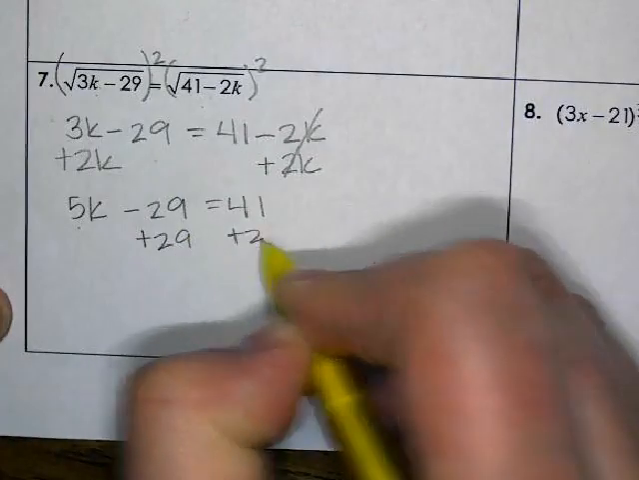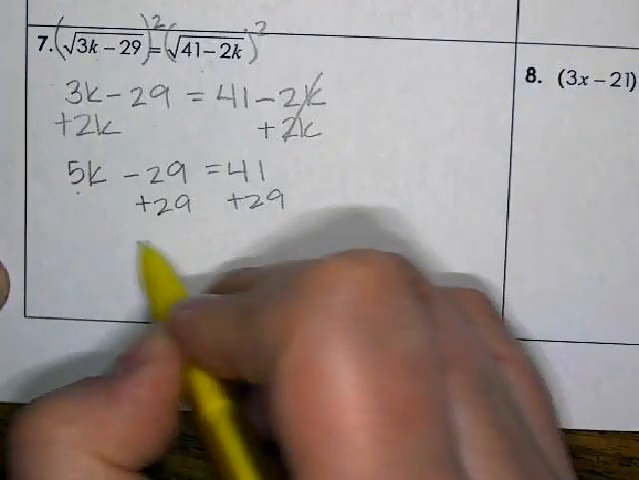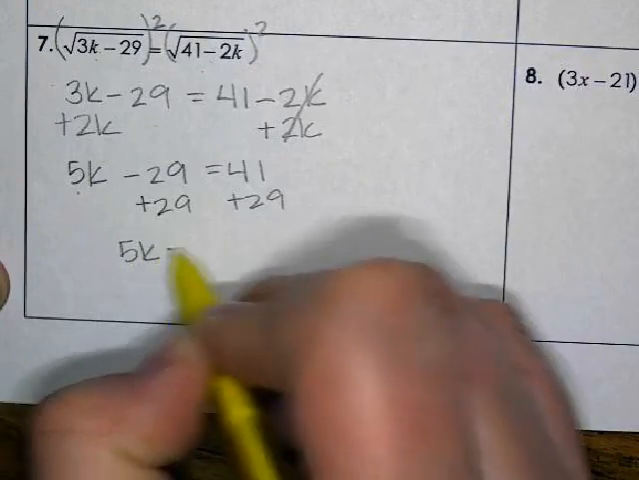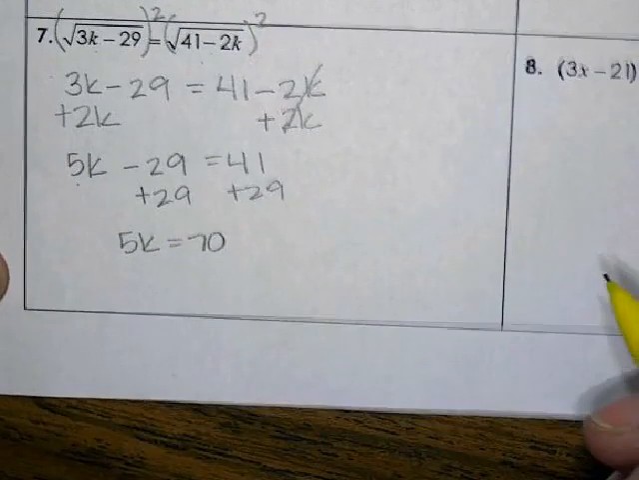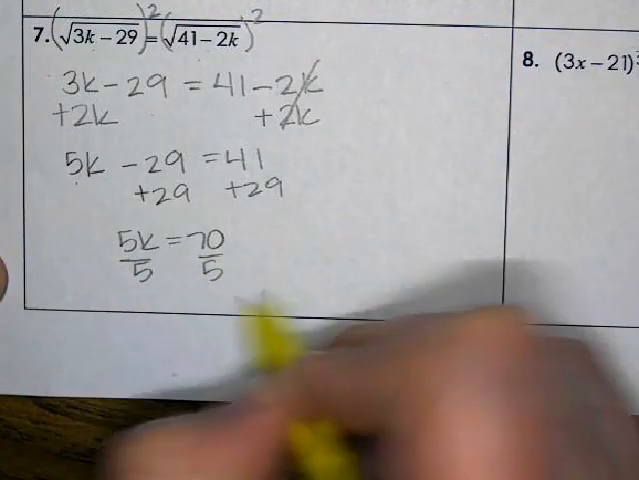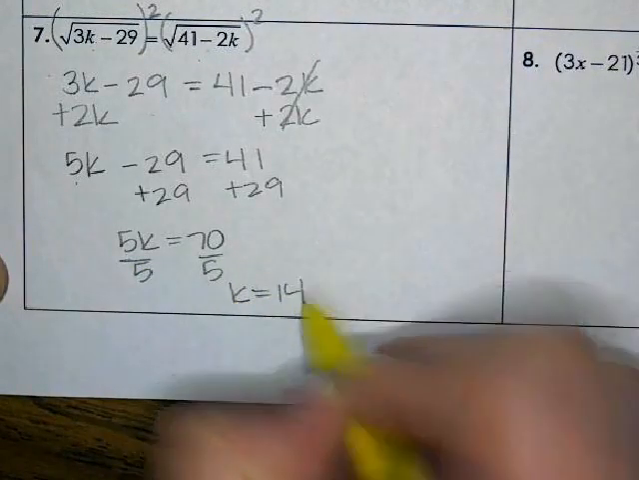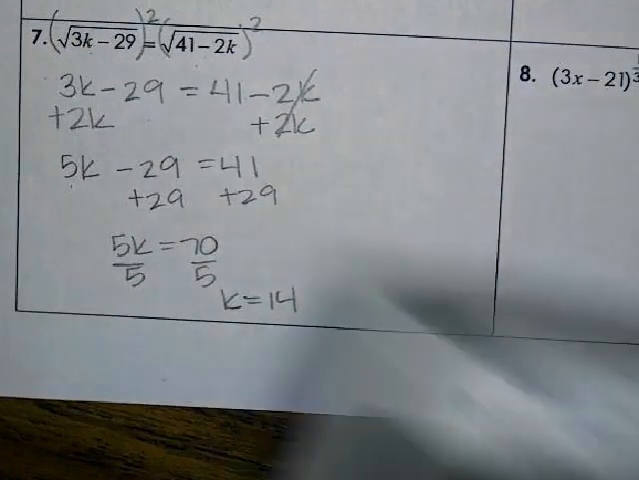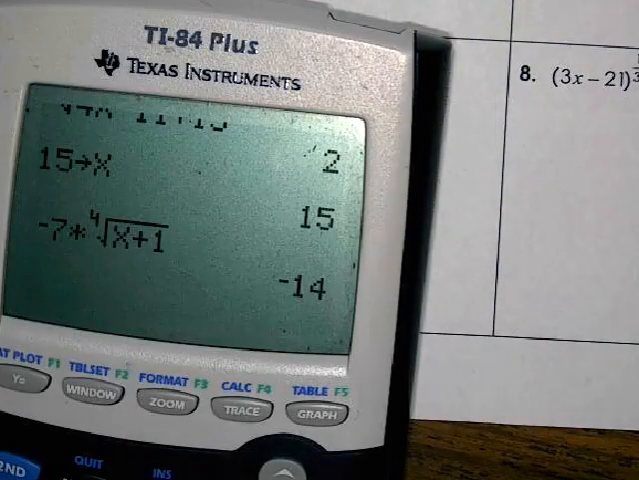29 and 41 is 70. 5k equals 70. So I'm going to divide by 5, so k equals 14. Okay, so since our answer is 14, that is the number I'm going to store. So I'm going to say 14, I'm going to store it as x.